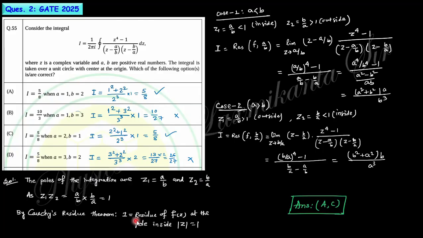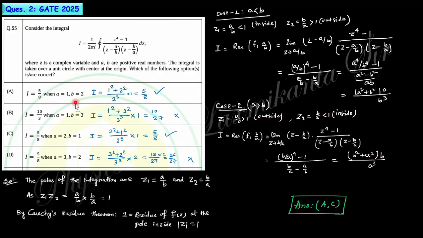So by Cauchy's theorem, I will be the residue of f(z) at the pole inside this. In case a is less than b, z1 is inside and z2 is outside. So for this inside pole, the residue will be this one, and in case of a greater than b, z1 is outside and z2 is inside, and the residue will be this one.